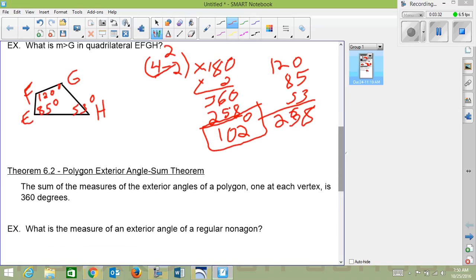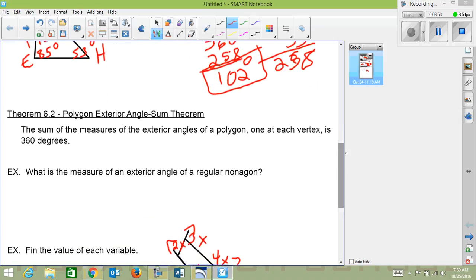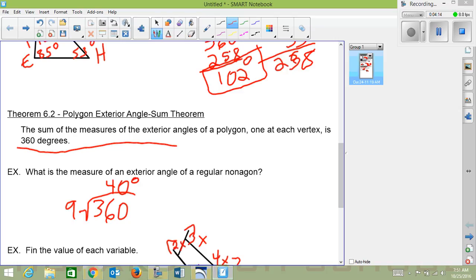Theorem 6.2, polygon exterior angle sum theorem. The sum of the measures of the exterior angles of a polygon, having 1 at each vertex, is 360 degrees. So what is the measure of an exterior angle of a regular nonagon? Well, we know that it can only equal 360 total based on what this theorem says. And I have a nonagon, which is 9 sides, so each one is going to have to be the same. You divide it by 9 and you're going to get 40. So each one is 40 degrees.